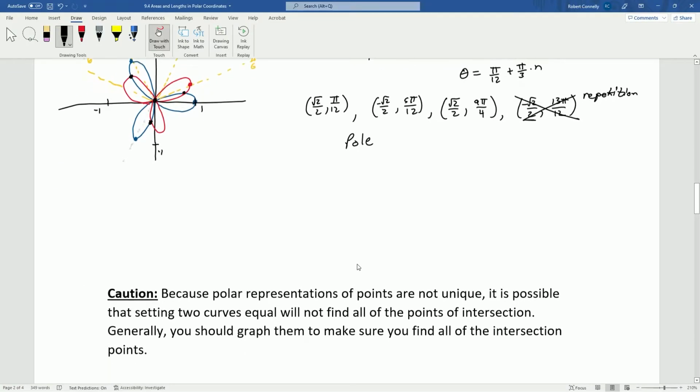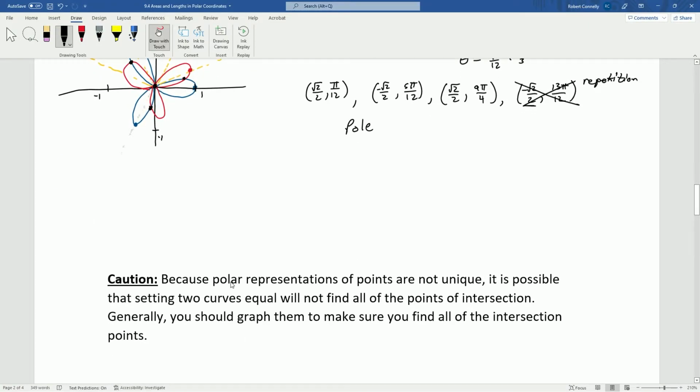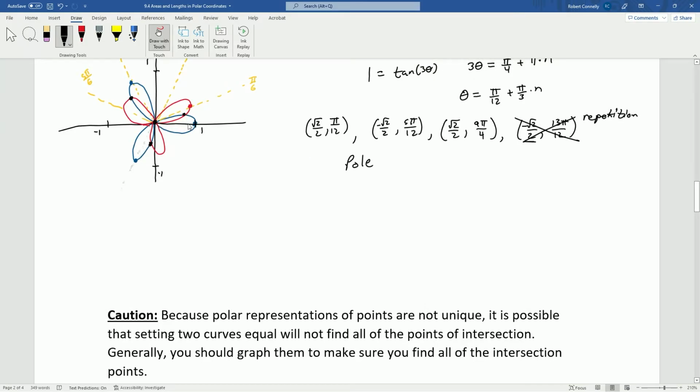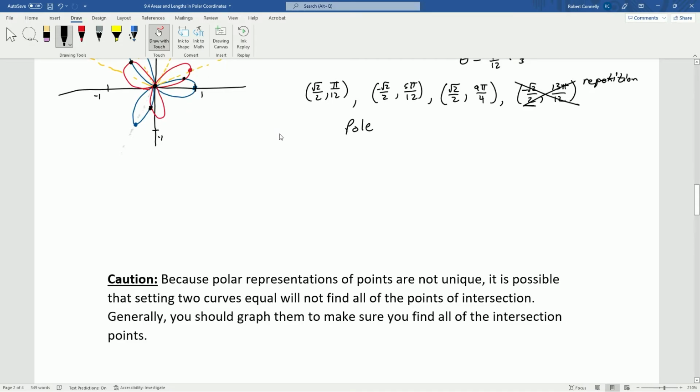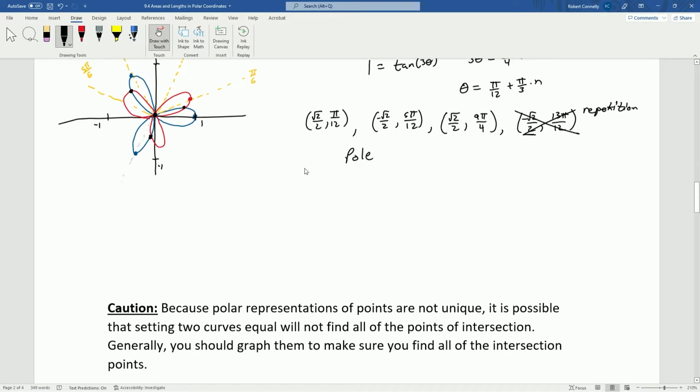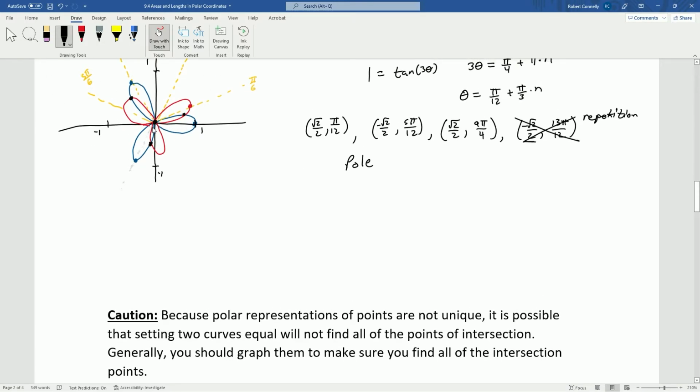Okay, so let's first just keep in mind, as I said before, polar representations of points are not unique. So this pole in particular has infinitely many representations, right? Anything with radius 0 is on the pole. And this point is shared by both curves. It's just not shared sort of at the same time, you might say. So they do share the same point, though. They intersect at that same point. So setting 2 curves equal doesn't find all of your points of intersection. So that's why it's a good idea to graph them, to make sure. Something like the pole will be kind of obvious if you graph it.